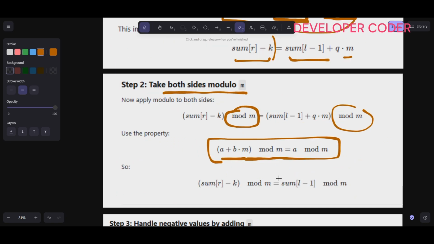So I prove this equation here. If I apply this formula, I can write it like this. Here I can remove this Q dot M, because it is a multiple of M, divisible by M properly, right?